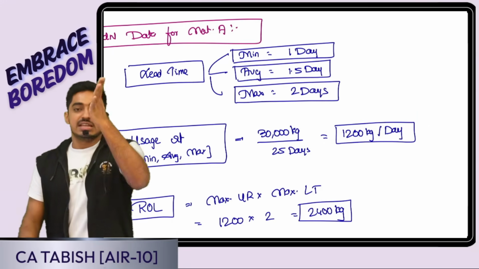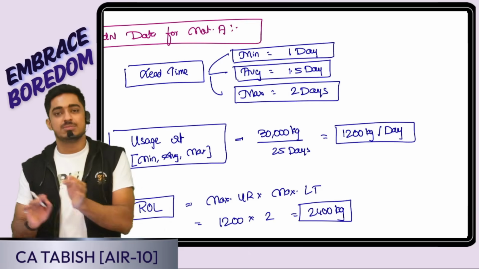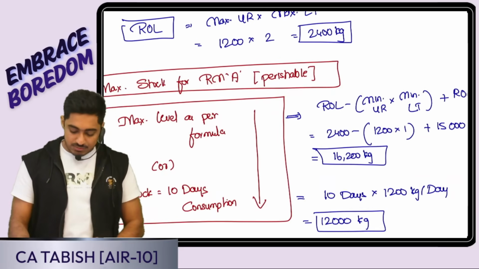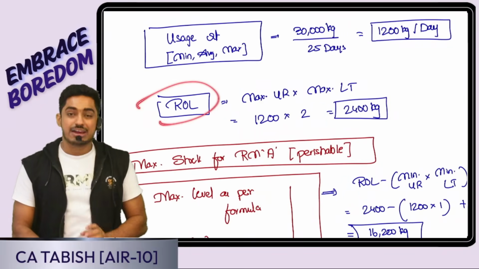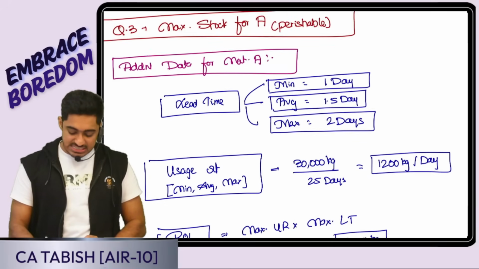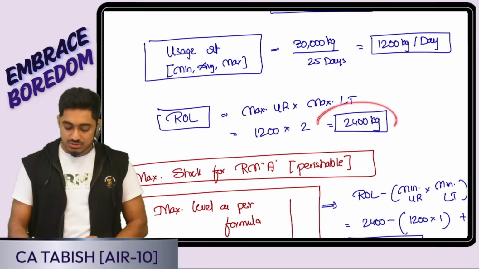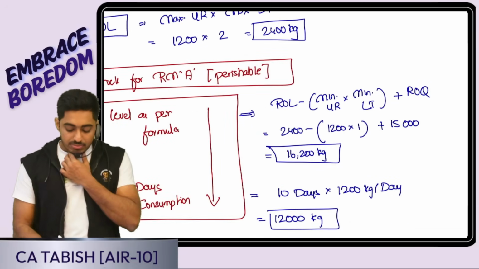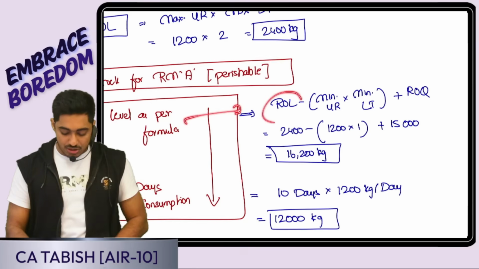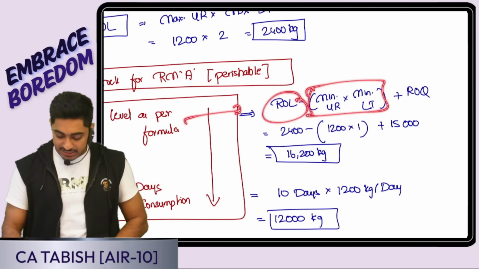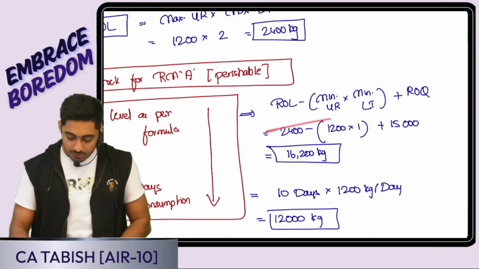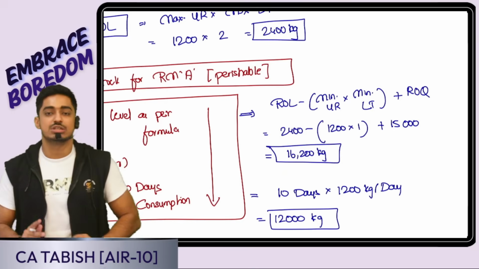Okay. First let me try calculating my maximum level as per the formula. Which comes to reorder level. Okay boss, first I have to calculate reorder level, which is maximum usage rate into maximum lead time. 1200 into 2, which comes to 2400. Maximum level as per formula is reorder level minus minimum usage rate into minimum lead time plus reorder quantity. As per the formula, once I substitute, I'll be getting 16,200.